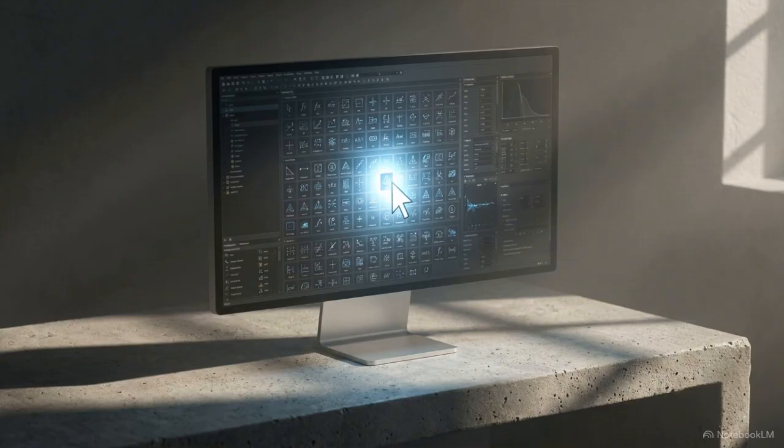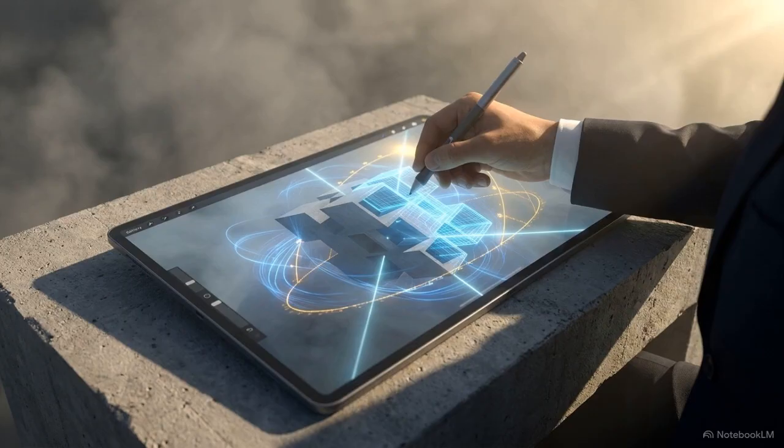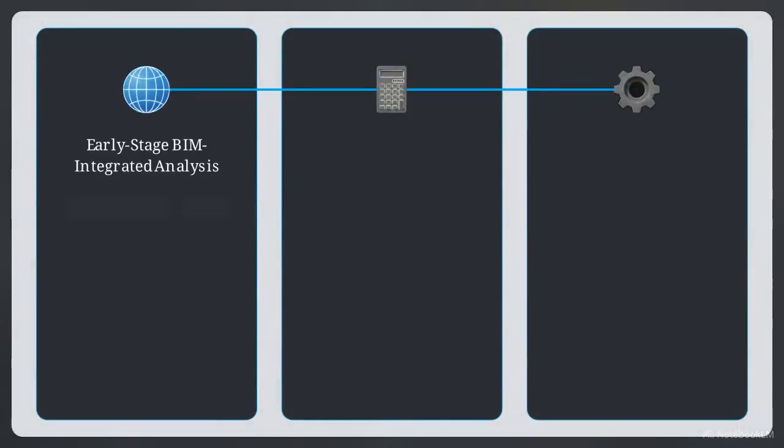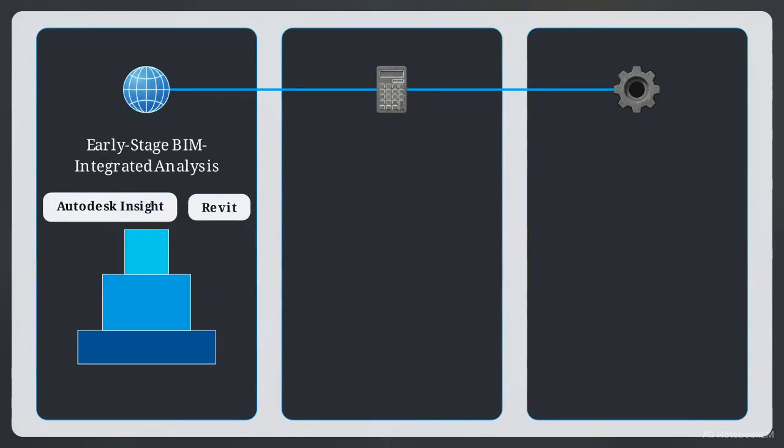The BPS software market is dense. Extracting accurate metrics requires selecting the correct analytical tool for your specific phase of development. The first software category focuses on early-stage BIM-integrated quick energy analysis used during initial building massing. Viewing this software matrix, the first column highlights Autodesk Insight and Revit as the industry standards for rapid, low-resolution iteration before the geometry is locked.